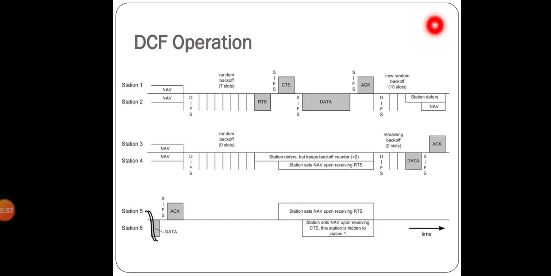This is the diagram that represents the DCF operation for station 1, station 2, NAV and the random backoff of 7 slots, and this one is station 3, station 4 which has the random backoff 9 slots, and station 5 and station 6 which is acknowledgement, and then based on the time it provides.